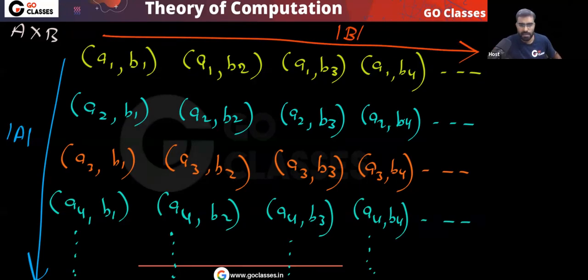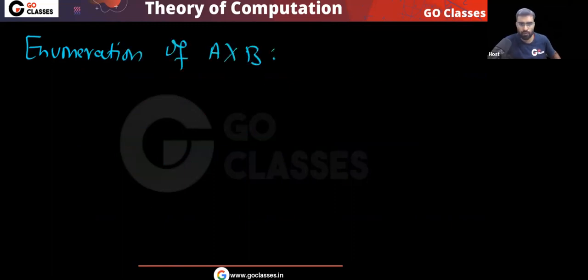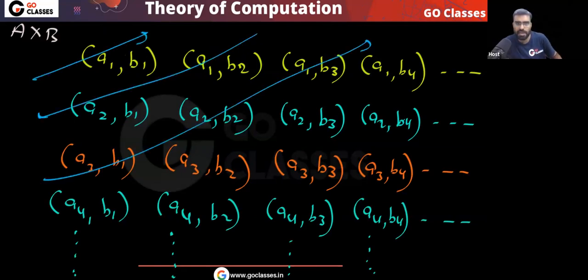Yes, agree. Now tell me, how will you create the enumeration of A cross B? I want the enumeration. For that you can create a snake structure. Just create this snake structure. It means first you do this, then you do this, then you do this, and so on.